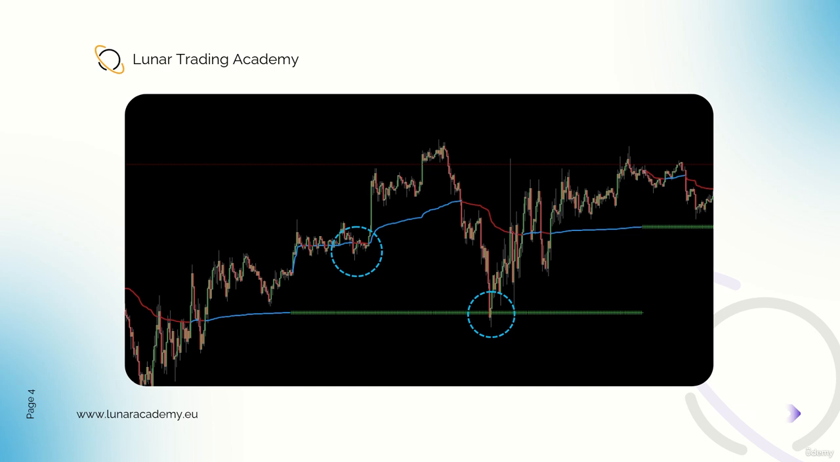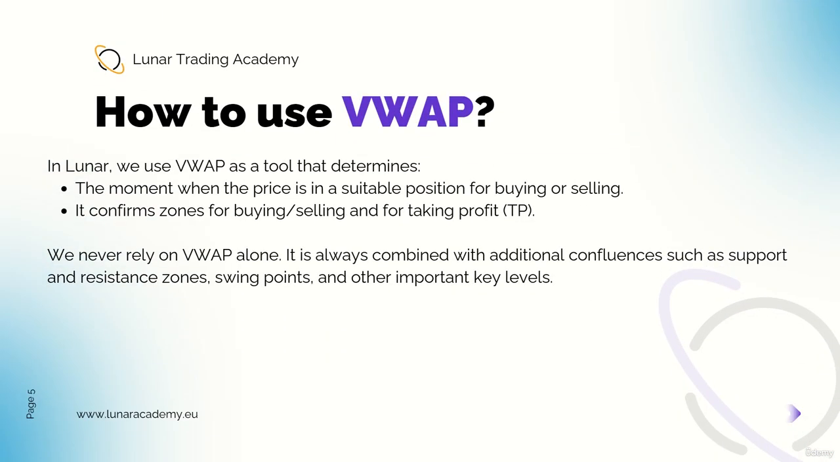So that's the theory, and now, how do we use VWAP? In Lunar, we use VWAP as a tool that determines, first, the moment when the price is in a suitable position for buying or selling, or it confirms the zones for buying or selling and for taking profits.